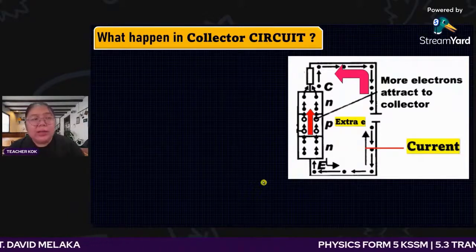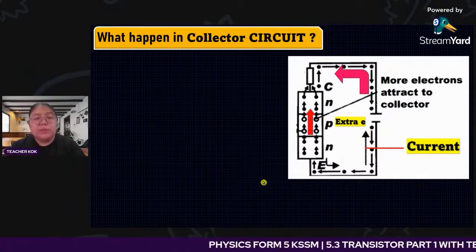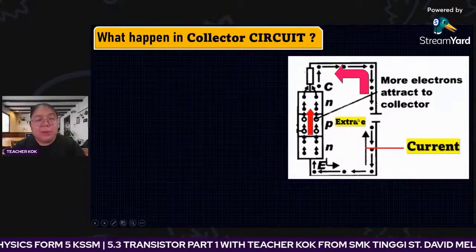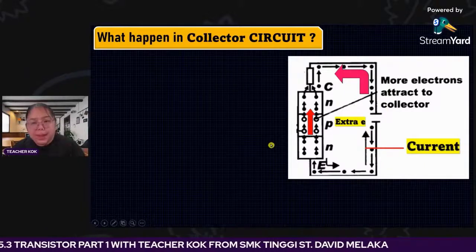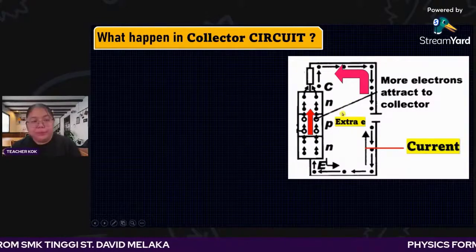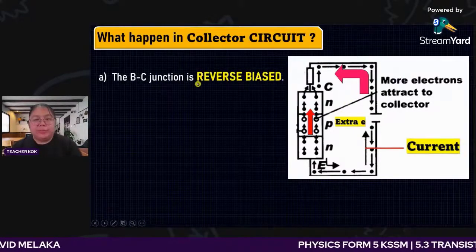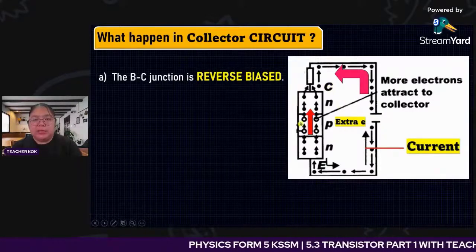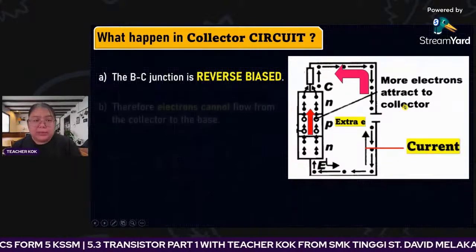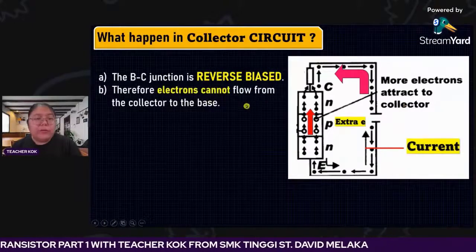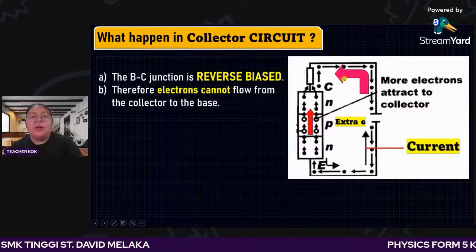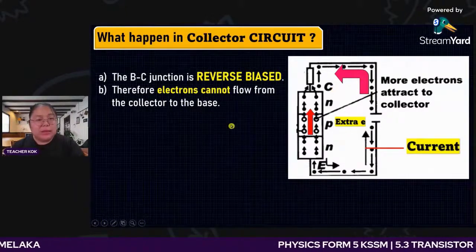Then the current in the collector must be higher. Why? Because they are using a higher potential difference for this battery. The collector battery must be higher compared to the base potential difference. Now we look at the collector circuit. The BC junction, this one is C, and this one is B. The BC junction means the collector circuit has reverse bias. Therefore, the electrons cannot flow from the collector to the base.